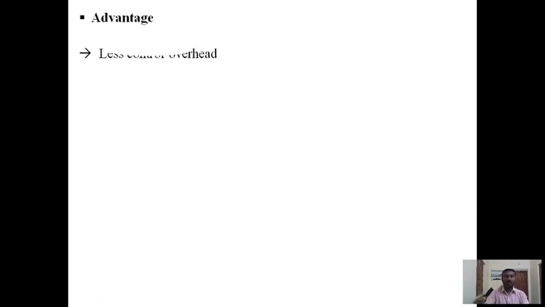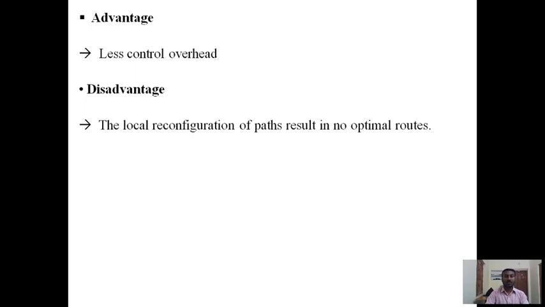Some advantages and disadvantages are there. First we discuss the advantages. The first advantage is less control overhead. The temporally ordered routing algorithm uses very little control overhead. This is one of the main advantages. The disadvantage is that local reconfiguration of paths results in non-optimal routes. Once the route is established and any links are broken, it locally reconfigures the path, but the resulting paths are not optimal routes. They are just arranged, but we can't say whether they are strong or not. These are the advantages and disadvantages of the temporally ordered routing algorithm.